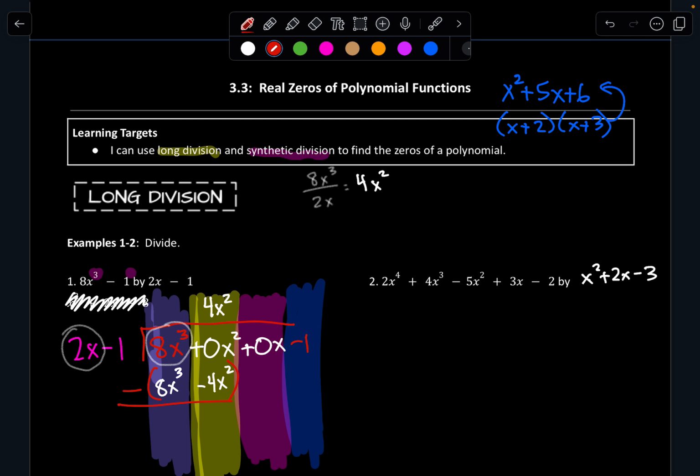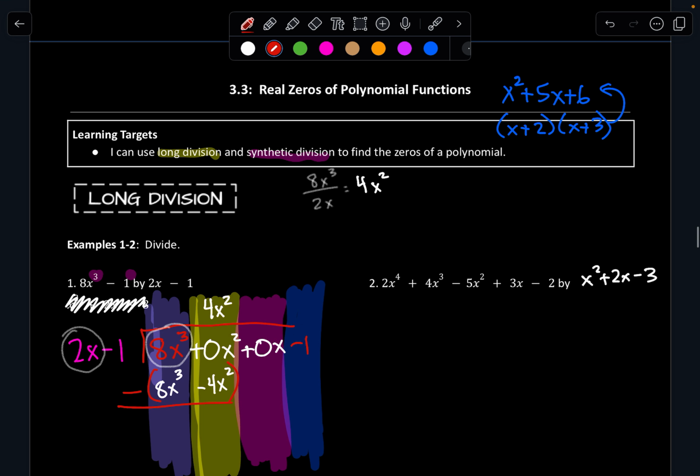Then we're going to do 0, so this one, minus this one. 0 minus negative 4x squared becomes positive 4x squared.